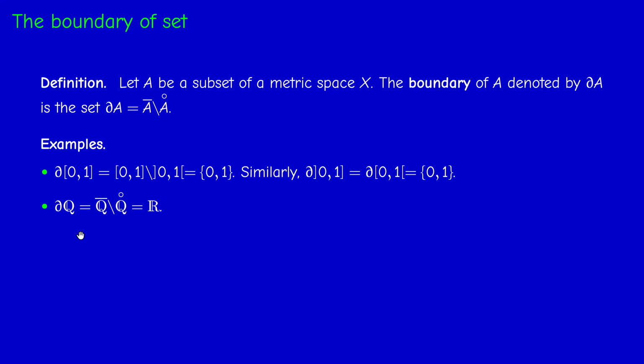The boundary of Q is less intuitive, but if you go back to the definition, the boundary of Q is Q bar without the interior of Q. Q bar is R, and the interior of Q is empty. So we get R without the empty set, so it's R.